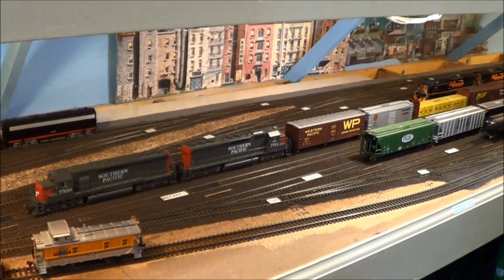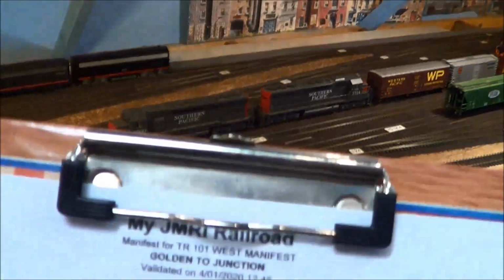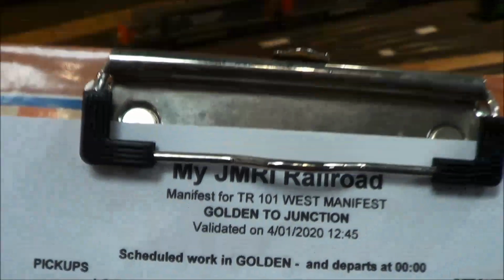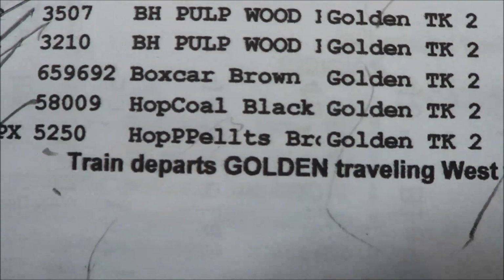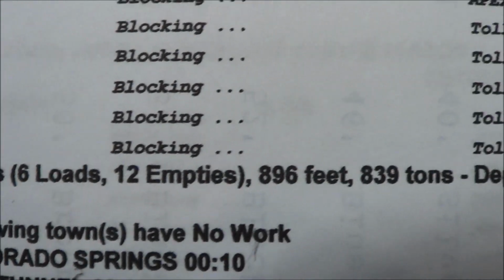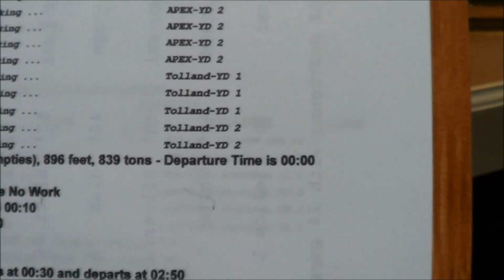So anyway, we have the engine train over here. Well, while I was gone, we blocked the train. We discussed that right here. It's an order. So this is manifest freight 101, and it's going to be going, as it tells you right here at the bottom, train departs Golden, traveling west with 16 cars, 6 loaded, 13 empties, so many feet, so many tons. Time of departure 000. You can set this whole timetable thing up for your railroad.